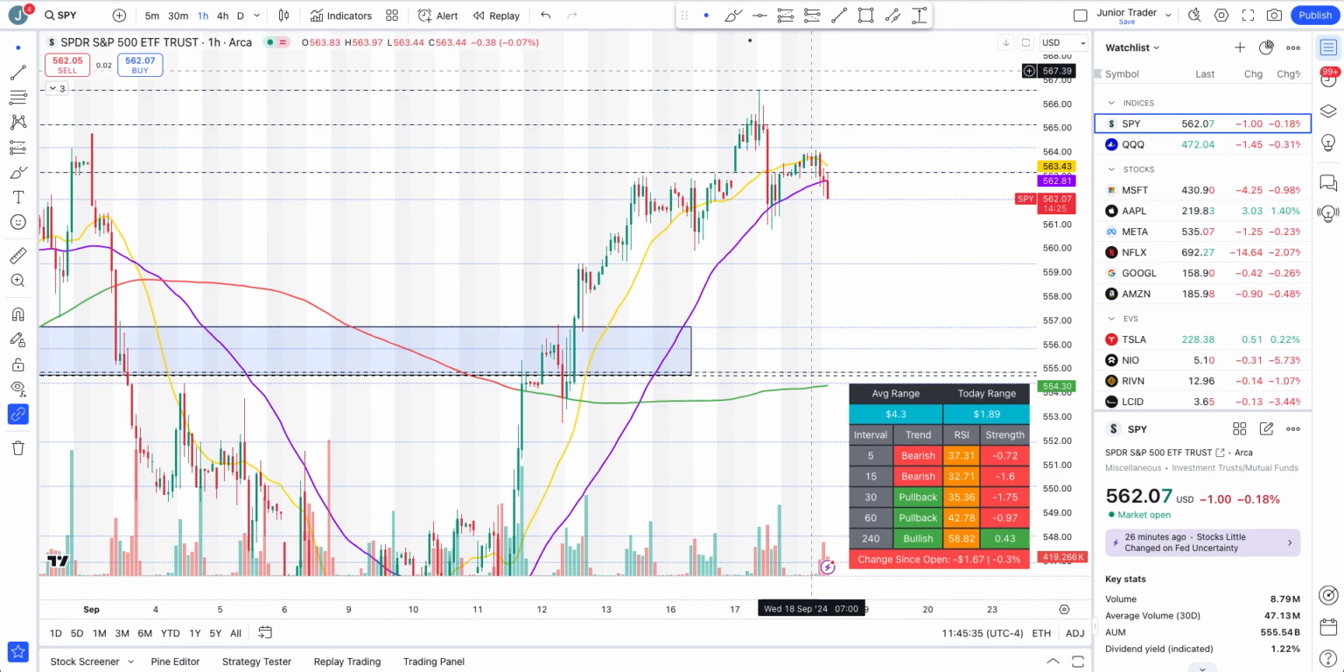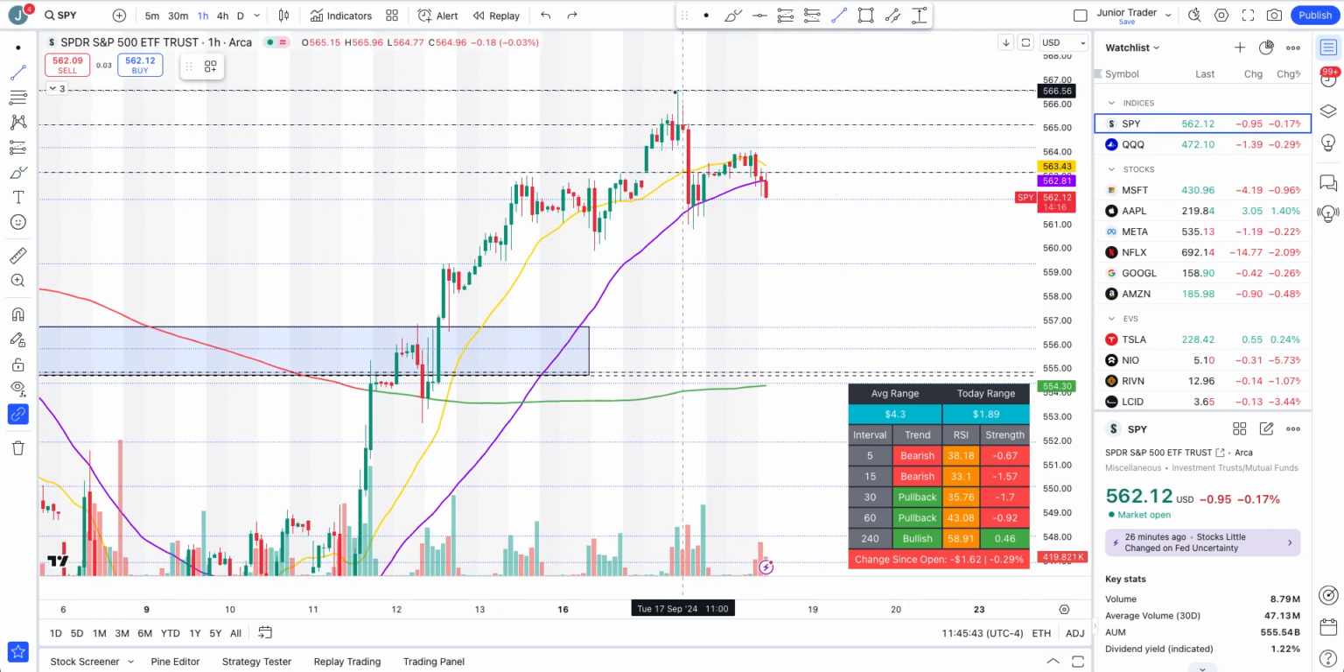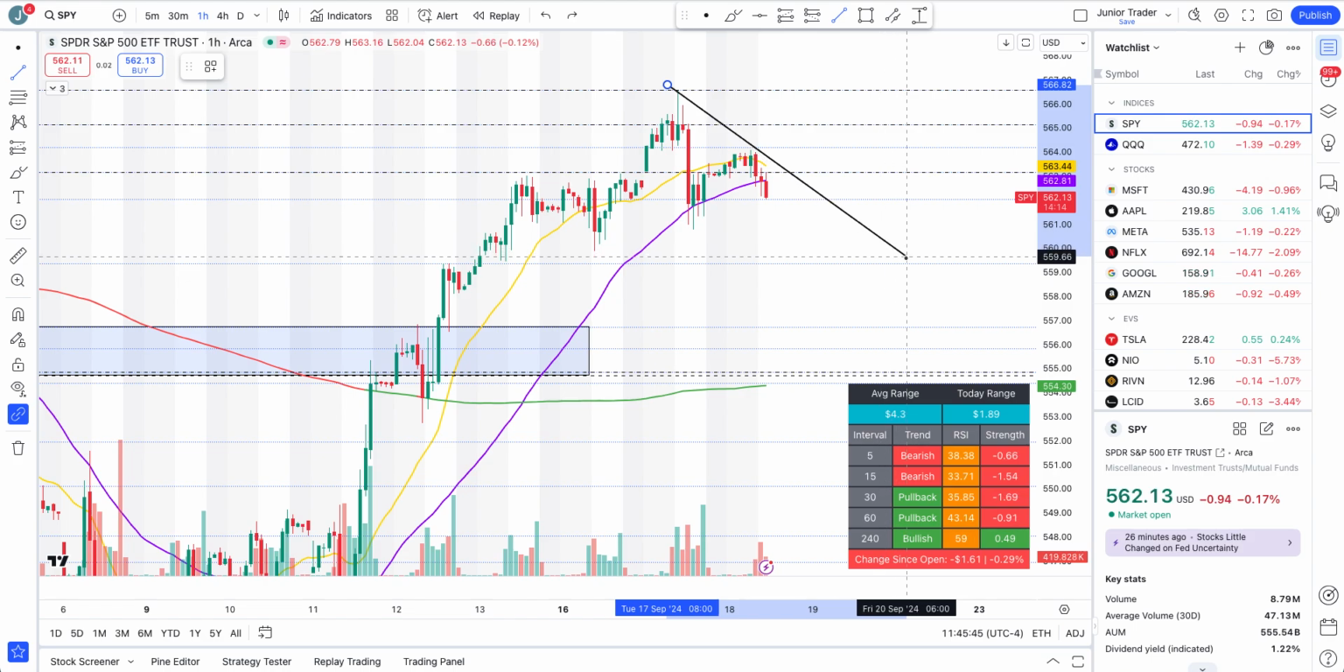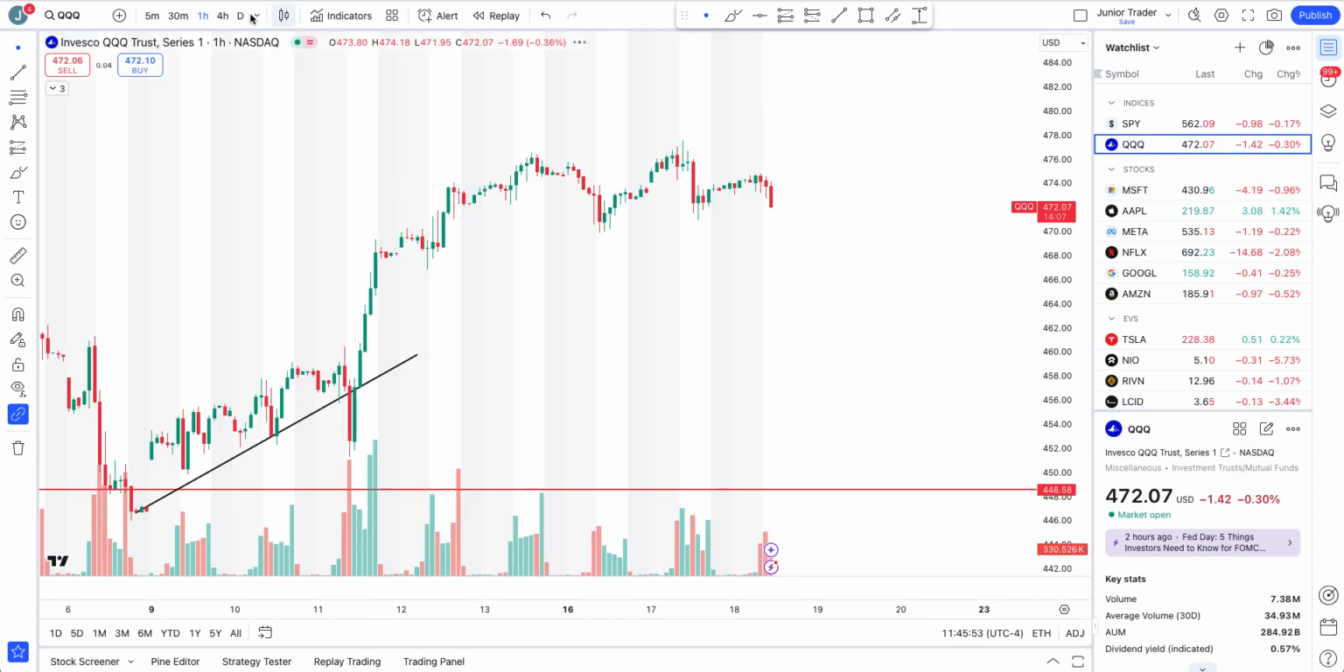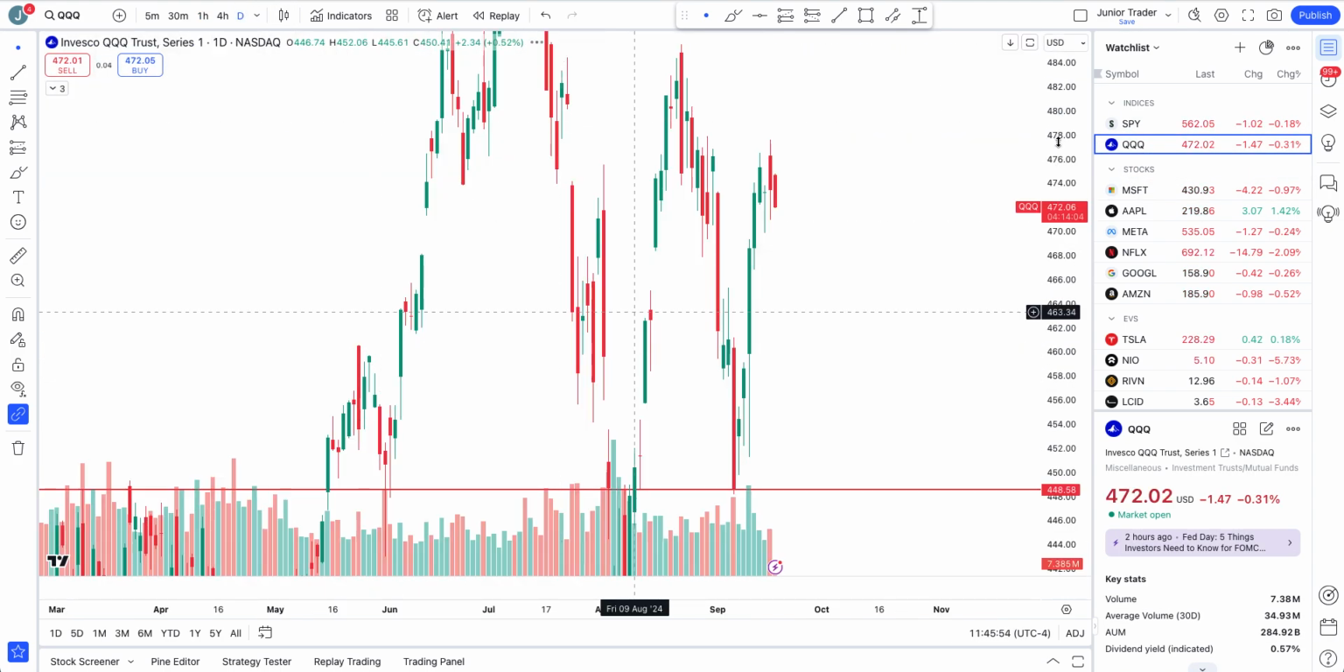So here's the thing. This was the level with the 50 hours moving average. If we lose 563, the weakness is coming. At this point, you also have a pivot trend line with you now. As long as we are not getting above this trend line, this thing can continue lower. And most similarly, we'll have the same thing on QQQ as well.